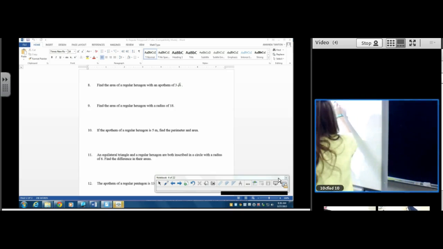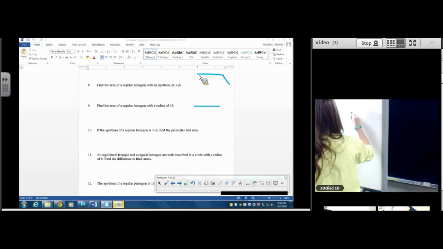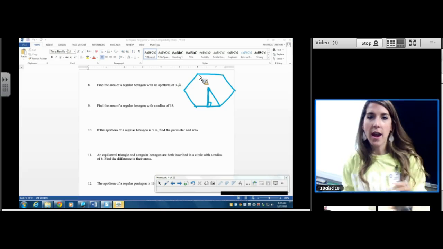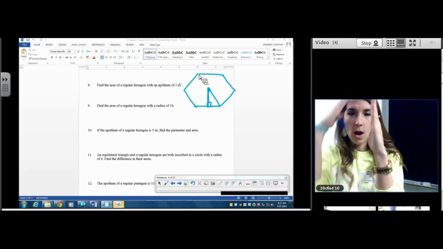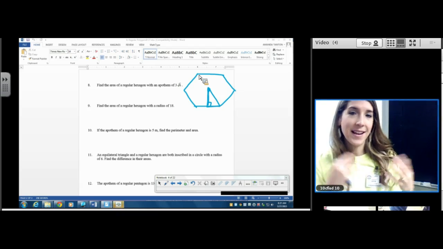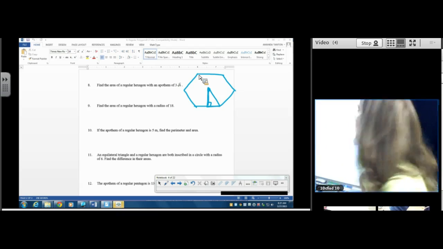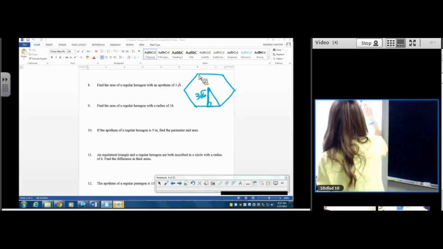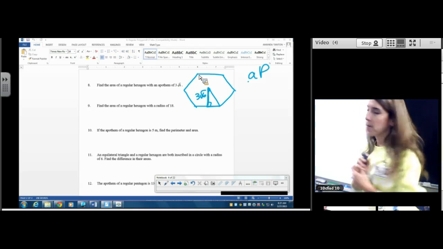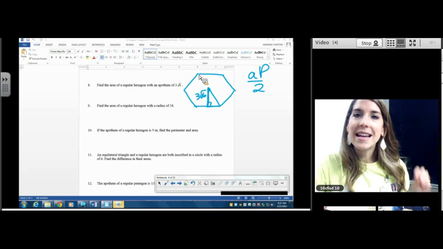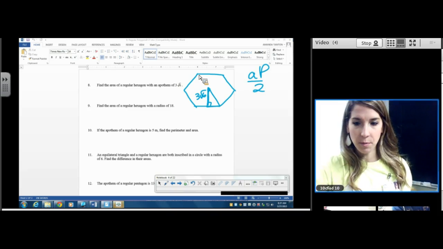So you can draw the whole hexagon, or honestly, you can just draw this little triangle every time. That little triangle is made up of an apothem, a radius, and half of a side. That's what that triangle is made up of, and it's the key to all of our problems. The apothem is 3√6. We know area is apothem times perimeter divided by 2. So we don't need the radius. All we need is a side. The side will get us the perimeter.